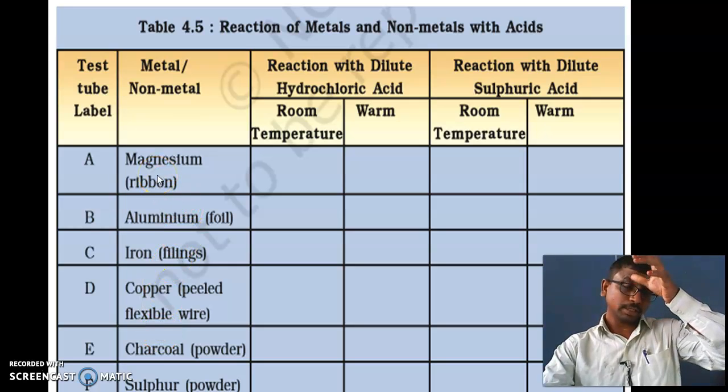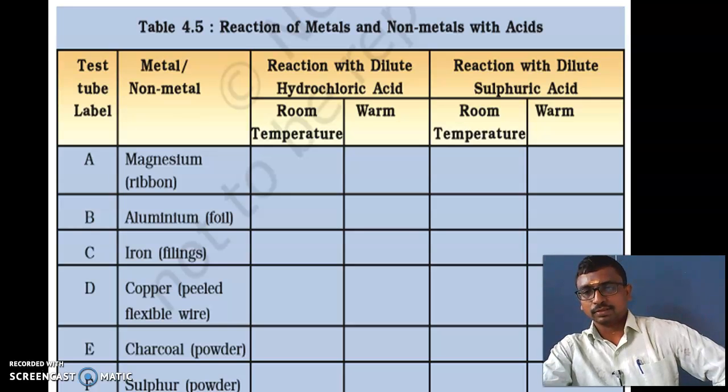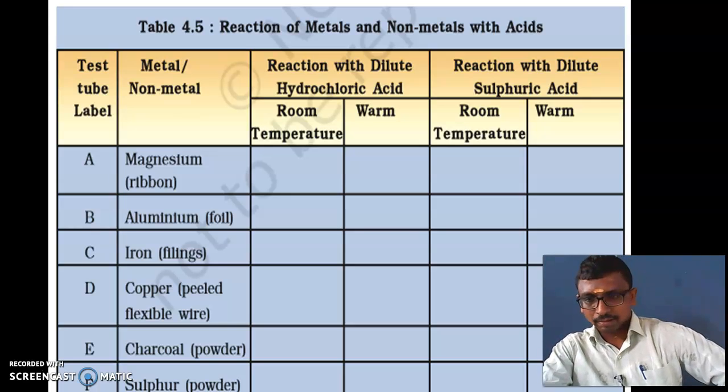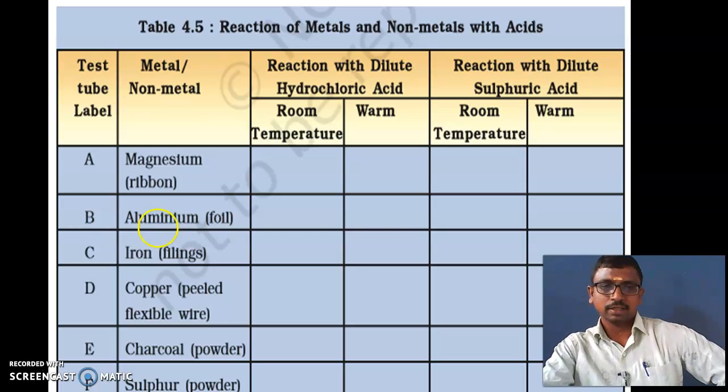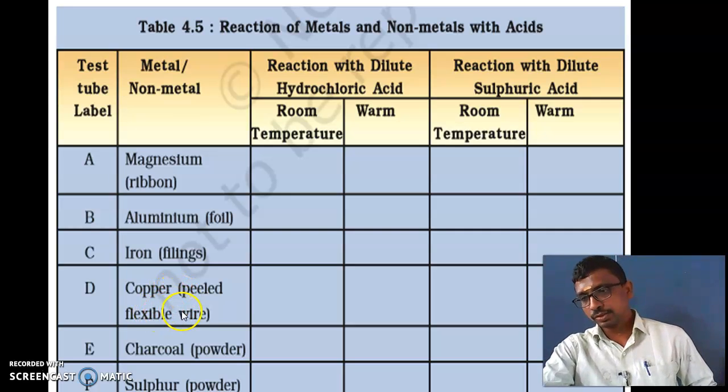Magnesium ribbon. Is it a metal or non-metal, children? Yes, magnesium is a metal. And aluminium foil, is it metal or non-metal? Yes, it's also a metal. Iron filings are also metal. Copper, a peeled flexible wire, is also a metal.